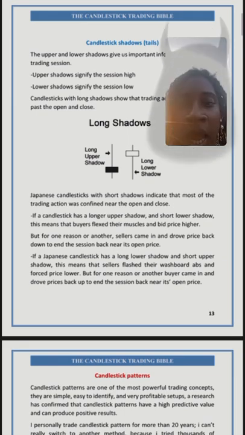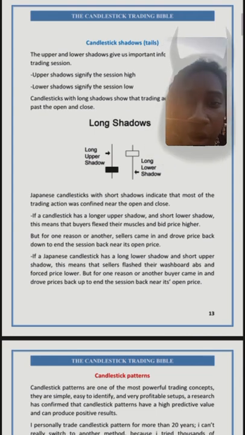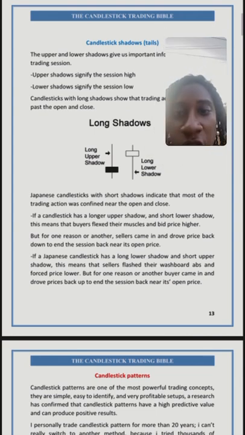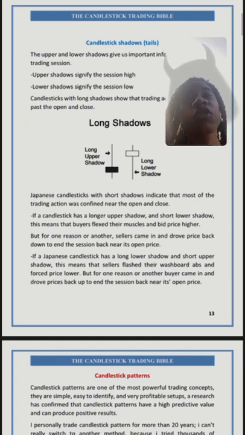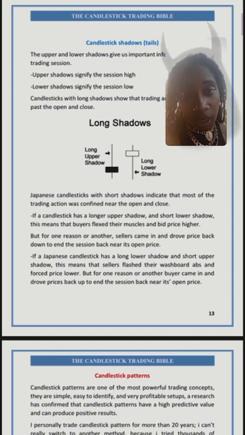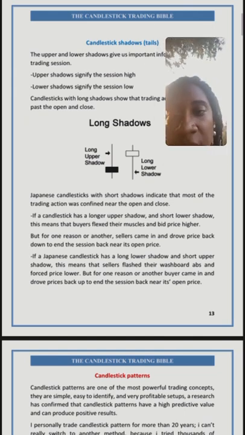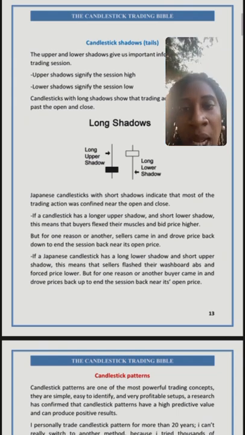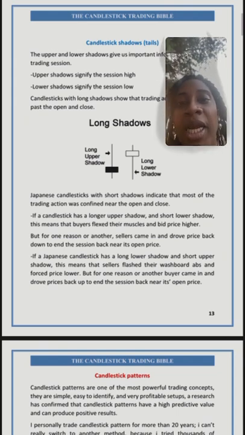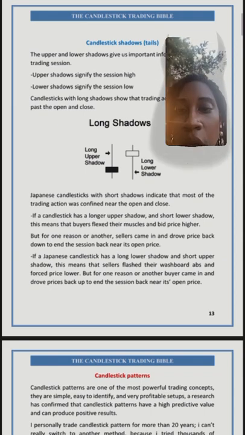But if it has a long upper shadow and a short lower shadow, that means the buyers were trying to come in and place higher bids in the market. However, the price still remained around the open and close. It says that for one reason or another, sellers came in and drove the price back down as the session got ready to close.